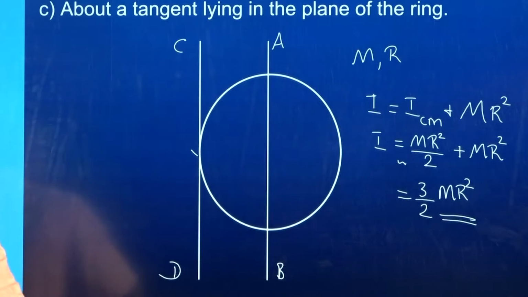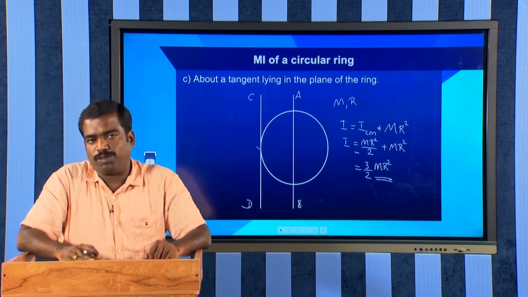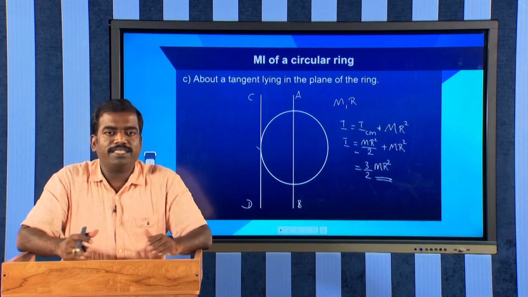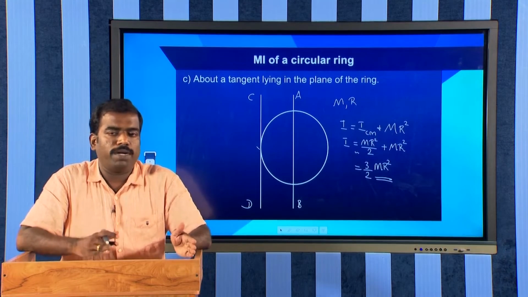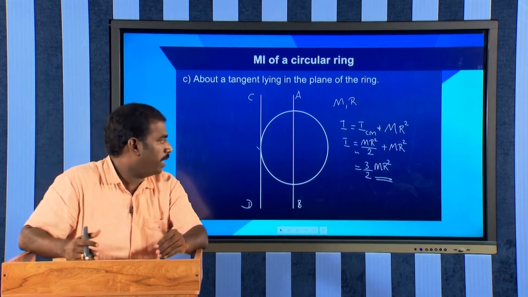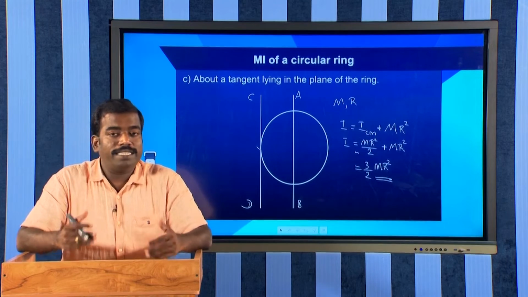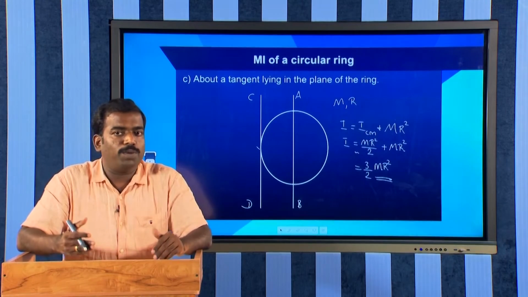So, we need to apply these formulae as per the data of the questions. Do not use any of the formulae blindly after seeing the moment of inertia of the ring, do not use MR square by 2 or MR square or 3 by 2 MR square. Just understand about which axis we need to find the moment of inertia. Okay. So, this is a very important thing, moment of inertia of a circular ring.